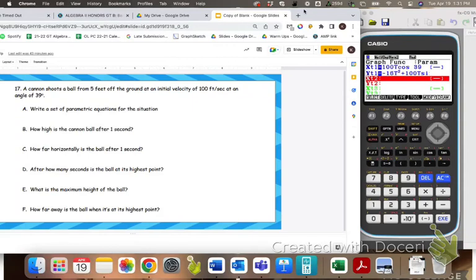All right, so let's look at this last word problem. We're going to go ahead and write our equations, so we're going to have an x equals and a y equals. In this case, we have a cannon shooting from 5 feet off the ground with an initial velocity of 100 feet per second at an angle of 39 degrees. So 100t cosine 39 is your x equals. We're in feet per second, so negative 16t squared plus 100t sine 39. And we do have an initial height this time, so I need to add a plus 5 to the end.